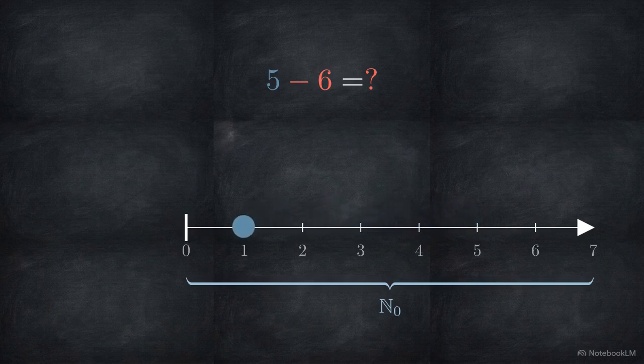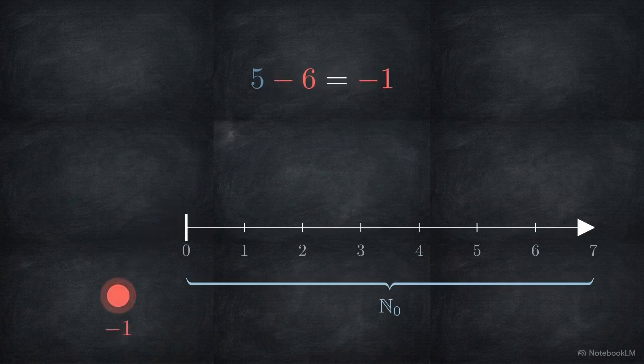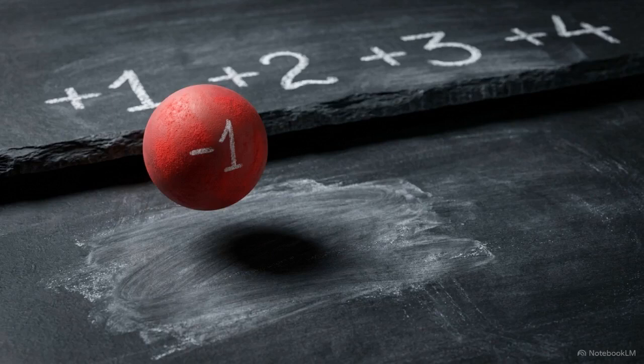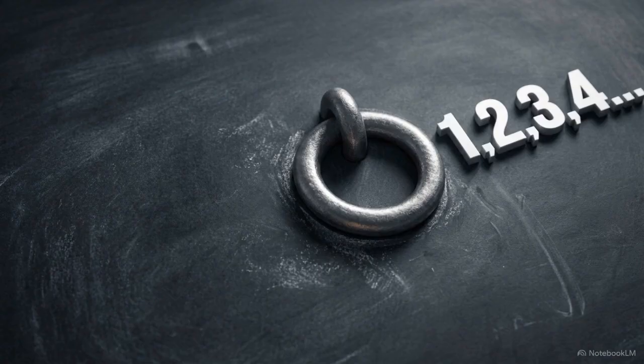If we take 5 and subtract 6, the calculation reaches 0 and then falls off the edge of the defined number line into the void. Because the natural numbers do not contain negative values, the operation fails. The set is not closed under subtraction. To make subtraction a valid operation, we must expand the physical boundaries of our mathematical space.